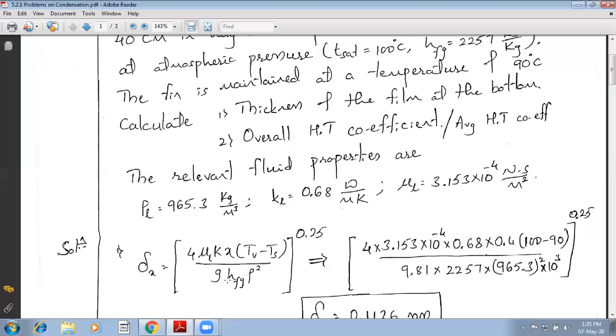Now, one care has to be taken while noting down the value of HFG. Generally, we use the unit of kilojoules per kg, but while substituting in the equation, it should be in joules per kg. So that is why I insist you to go through the expression from the data handbook. At the same time, the unit in which you need to substitute, that also you will understand by referring to the data handbook.